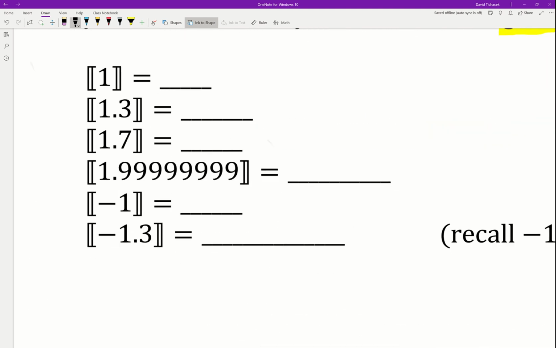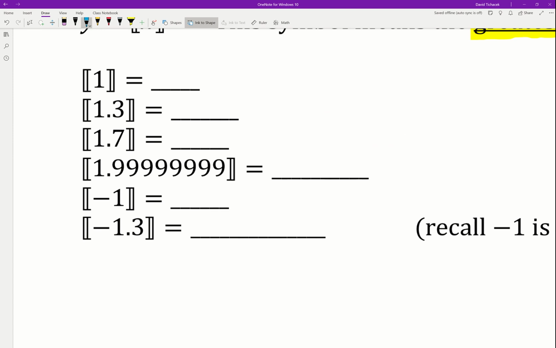So let's take care of a couple of examples as far as that's concerned. So the greatest integer of 1. Well, 1 is already itself an integer, right?